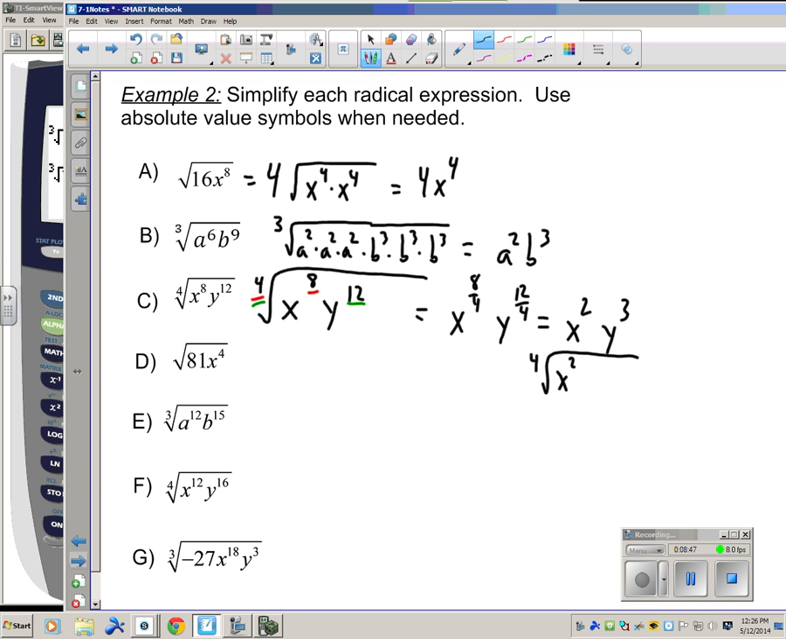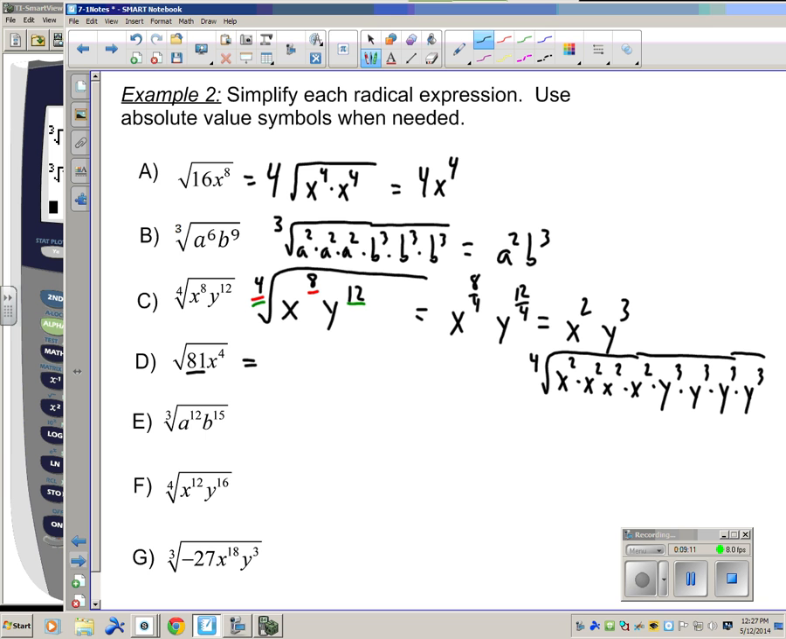So x to the 2nd times x to the 2nd times x to the 2nd times x to the 2nd. Got to be in there 4 times. Y to the 3rd times y to the 3rd times y to the 3rd times y to the 3rd. 2 plus 2 plus 2 plus 2 gives me 8. 3 plus 3 plus 3 plus 3 gives me 12. So yes, x to the 2nd, y to the 3rd. So whichever way you want to look at that, just don't do it with these nice whole numbers here.